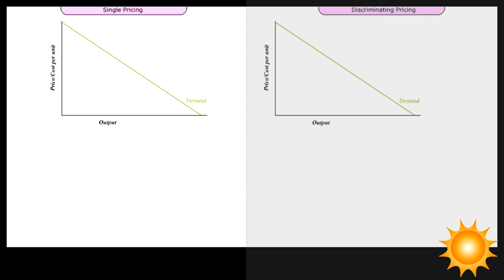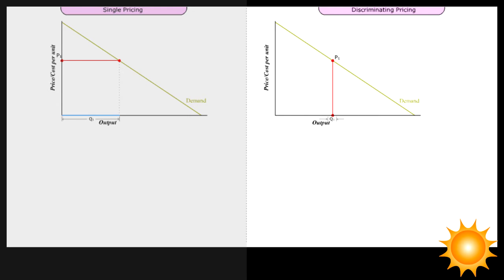Single price, PSP, applies to all units sold. Therefore, PSP is an average price. That is, every buyer pays the same price even though some are willing to pay more. Discriminating price, PDP, applies only to the marginal unit sold. Therefore, PDP is a marginal price. That is, every unit is sold at a different highest possible price.